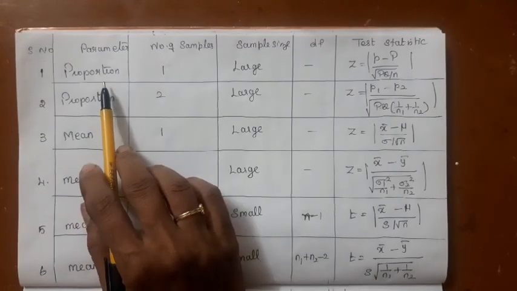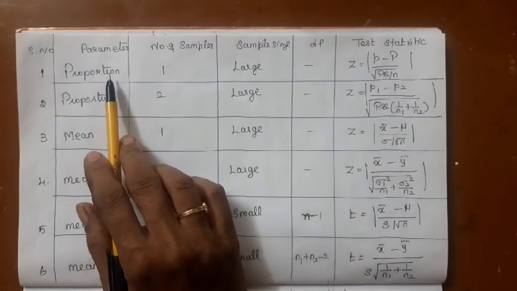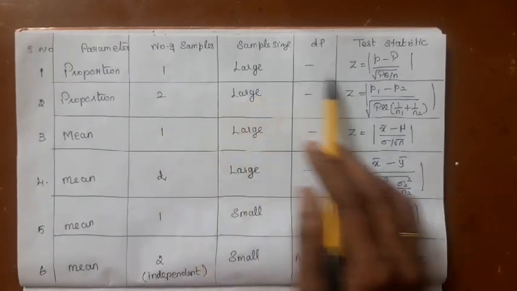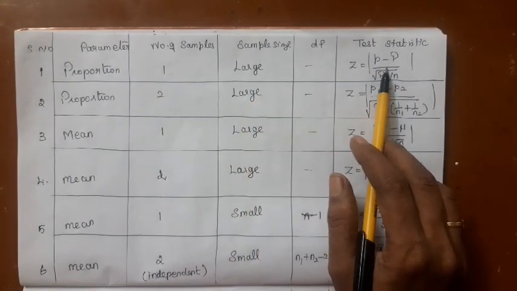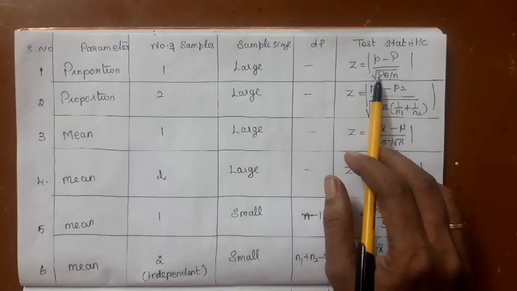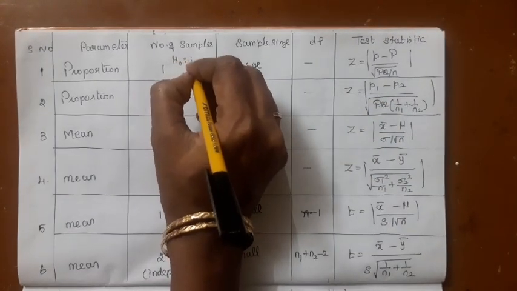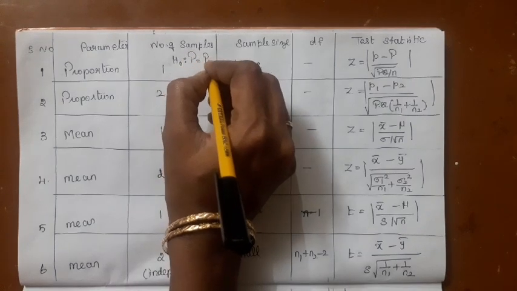Okay. If the problem is to test the proportion based on one large sample, this is the test statistic, small p minus capital P divided by square root of PQ by n. The null hypothesis to be tested here is capital P equal to P naught.